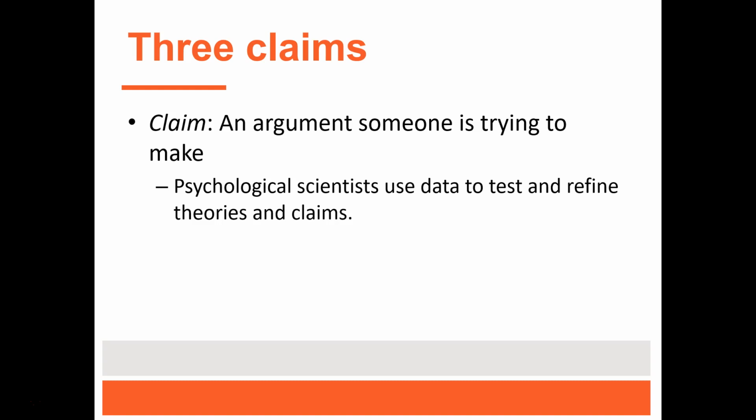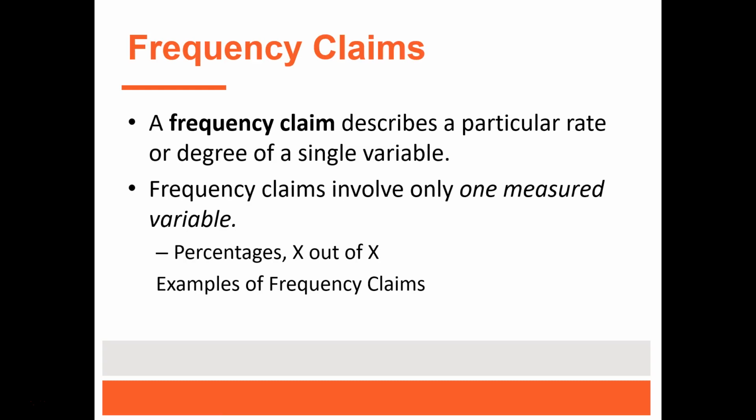All right, moving from variables to claims. These 3 claims that the author of our book talks about through the entire book. A claim is basically an argument someone is trying to make. And we use data to test and refine these theories or claims, or the arguments that we're trying to make, the ideas we're trying to test. All right, so what are the 3 claims?